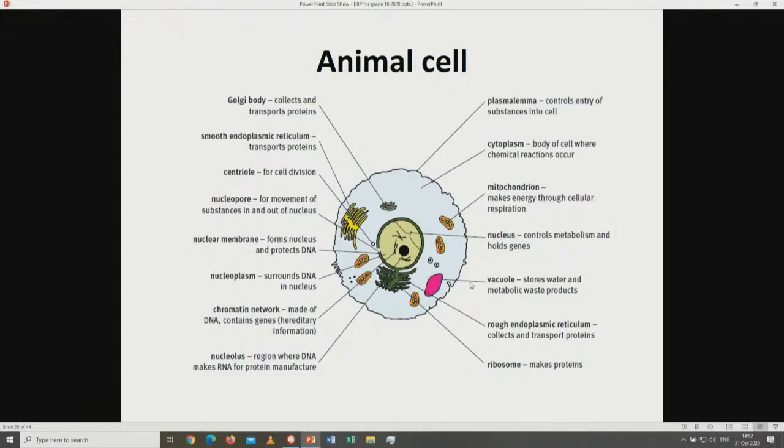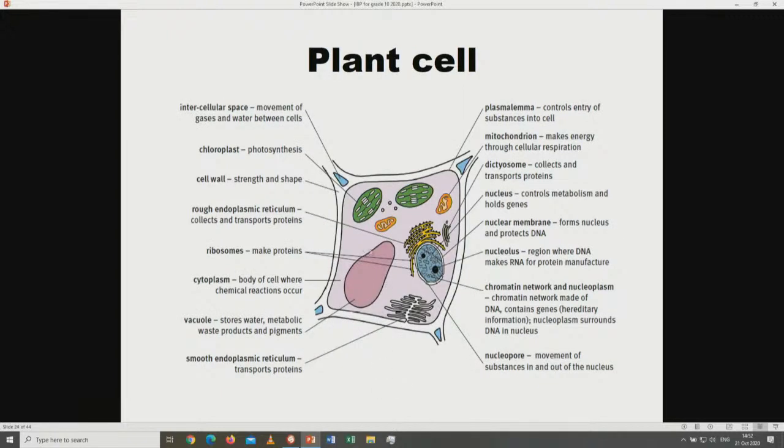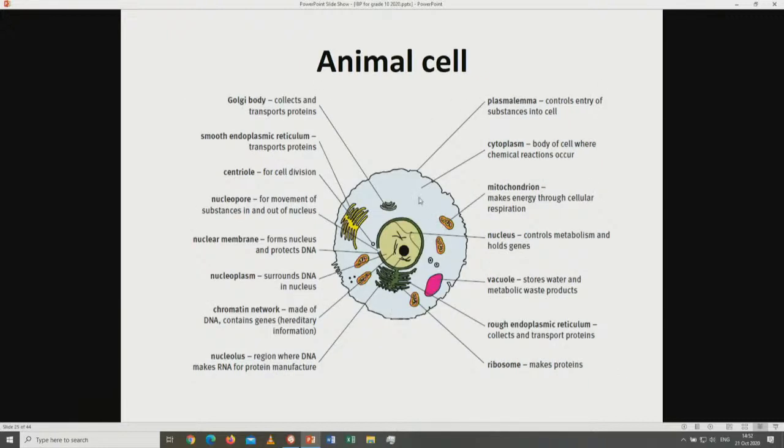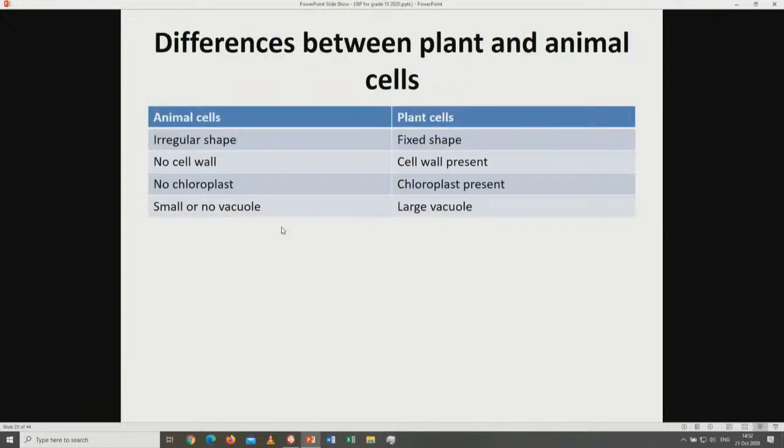Now, if you can see here, the vacuole of an animal cell is different from the plant cell. The vacuole of a plant cell is large, and the vacuole in an animal cell is very small. So it is very important to know the different parts of the plant and animal cell, and also be able to state differences between the plant and animal cells.